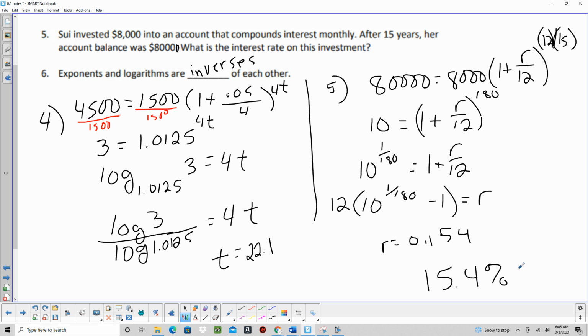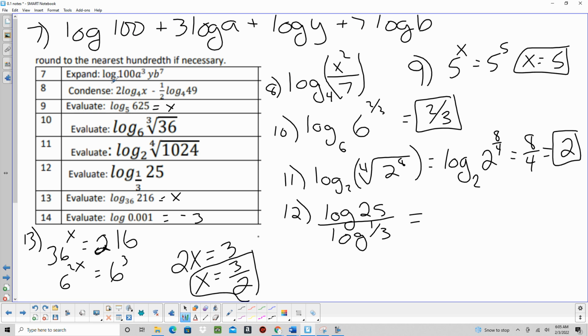So 15.4%, that's a reasonable answer. Number 6, exponents and logs are inverses of each other. Number 7, you needed to expand that. So you've got 4 factors: 100, a cubed, y, and b to the 7.